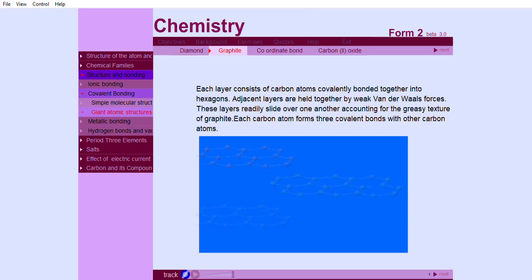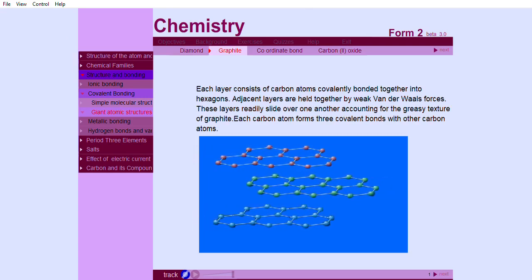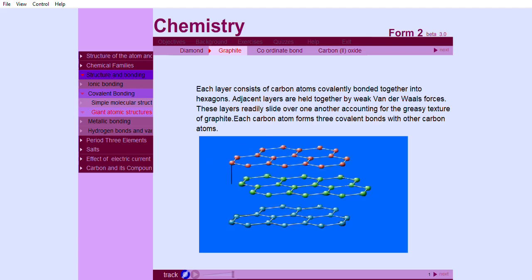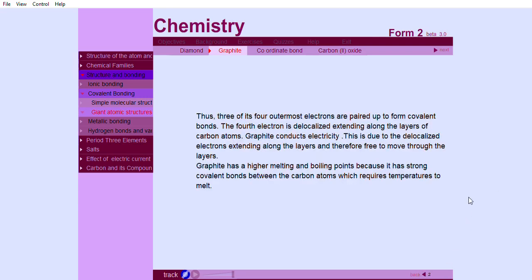Each layer consists of carbon atoms covalently bonded together into hexagons. Adjacent layers are held together by weak van der Waals forces. These layers readily slide over one another, accounting for the greasy texture of graphite. Thus, 3 of its 4 outermost electrons are paired up to form covalent bonds. The 4th electron is delocalized, extending along the layers of carbon atoms.